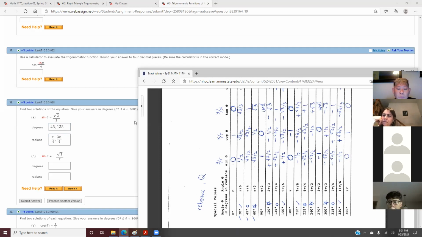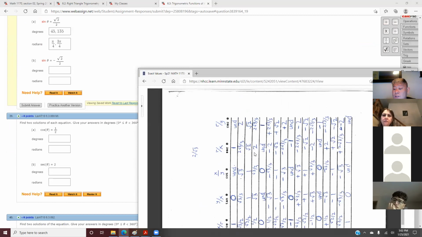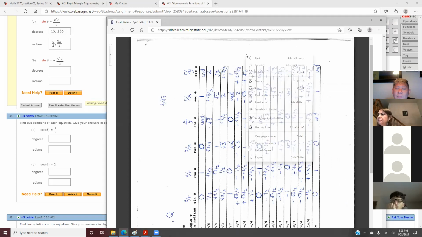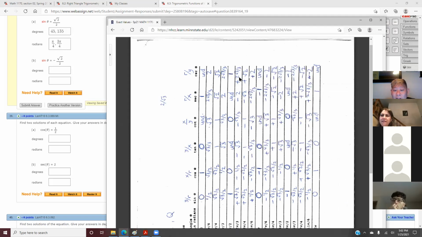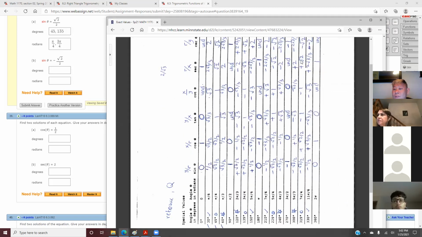Is this 6.3? Yes, this is 6.3. Okay, let's do secant theta equals 2. Secant is this one. Secant theta 2 is this one, and secant theta 2 is also this one. I'm sorry, it's upside down. So secant 2 is this one: this is 60 degrees, and the other one is 300. So the answers are 60 and 300.